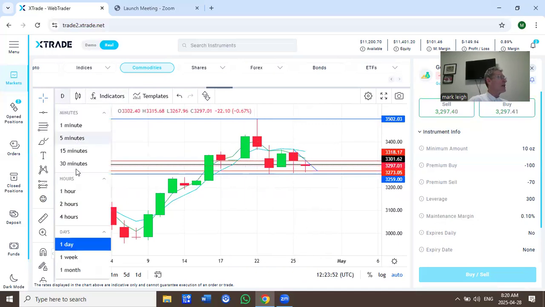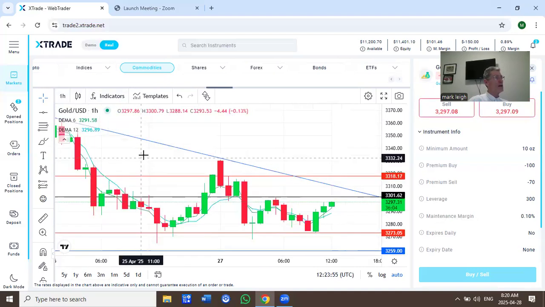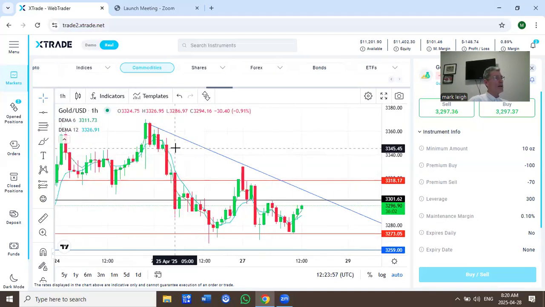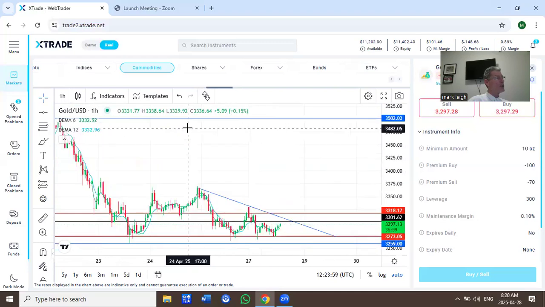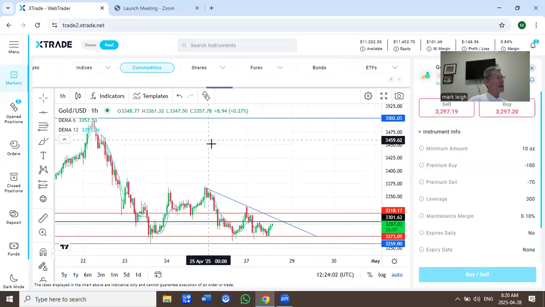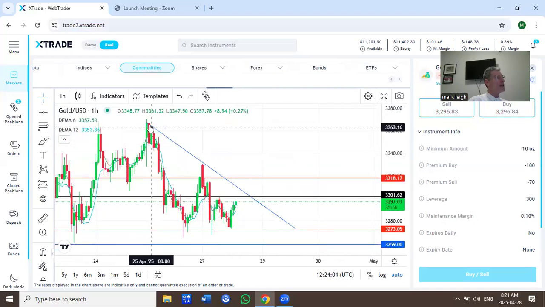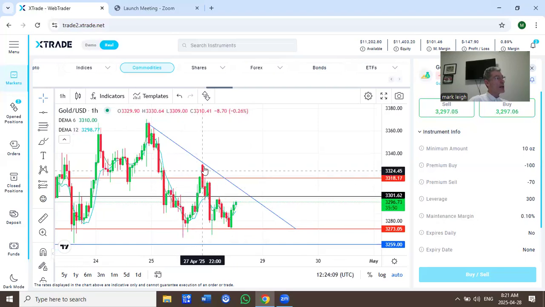Let me zoom in on the hourly. What I've drawn in on the hourly, you can see, is the descending trend line. You can see that's in place. Buyers got held up. Buyers looking to come up and test the 3,300. That's the pivotal level there, the black level I've drawn in. Buyers on the way to testing that is what it appears. That would be the first level of resistance.